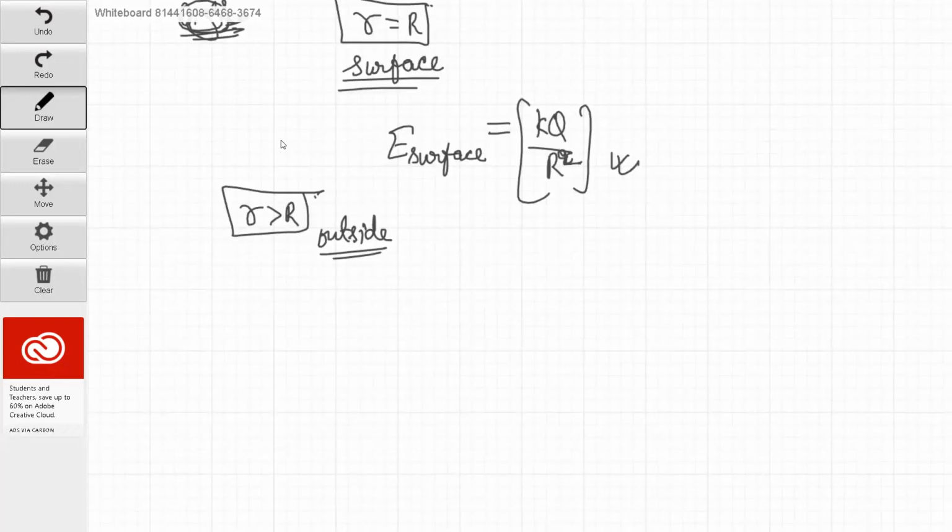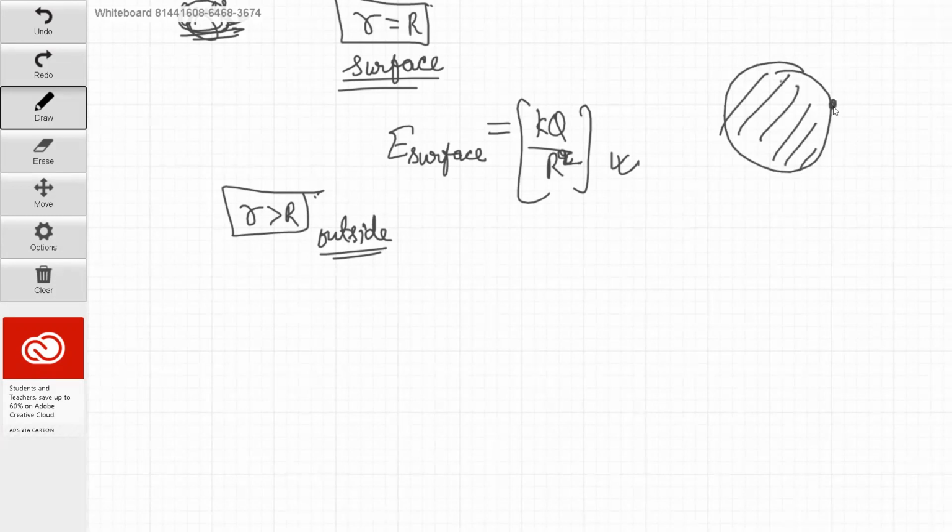The formula of the point object is KQ by small r square. Isn't it? When you reach the surface, then all the charges are responsible for creating electric field at this point. So its electric field will be equal to KQ by R square. Is this okay? Okay. Now outside. So electric field outside will be equal to, that is also very simple, that is equal to K into Q by small r square. Is this all right?